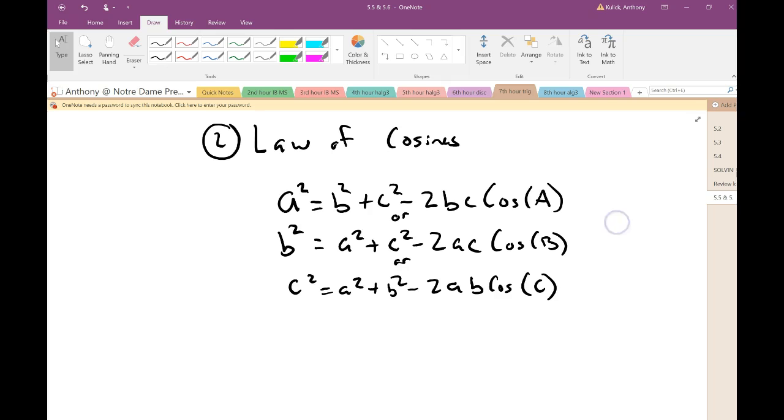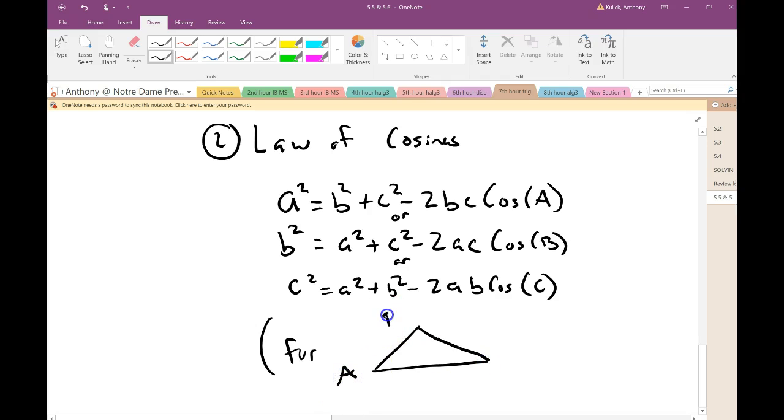And again, what do these A, B, and C's mean? For just any old triangle, ABC.